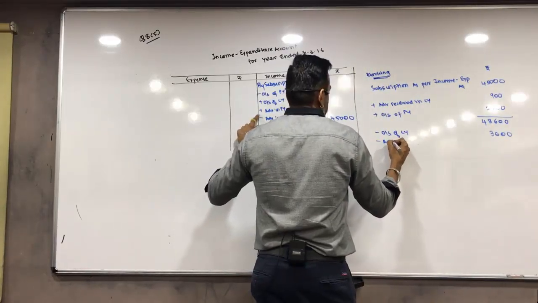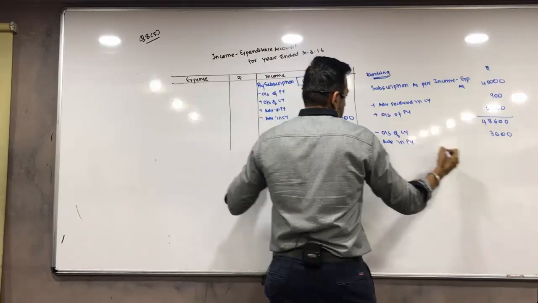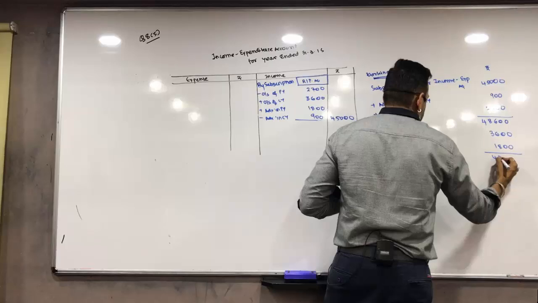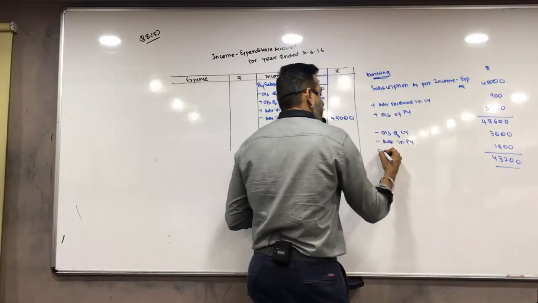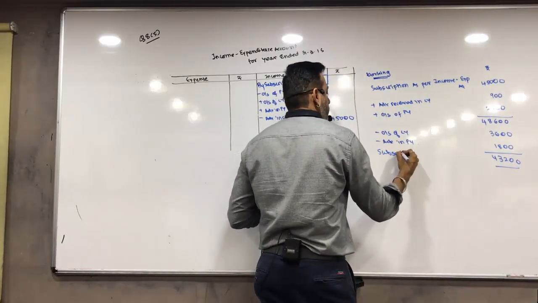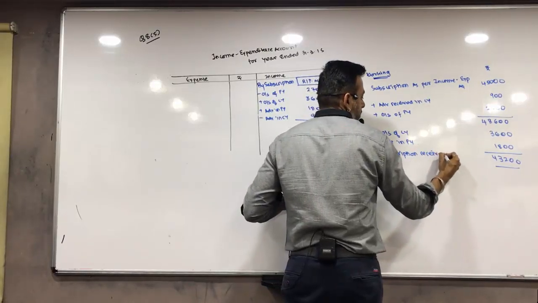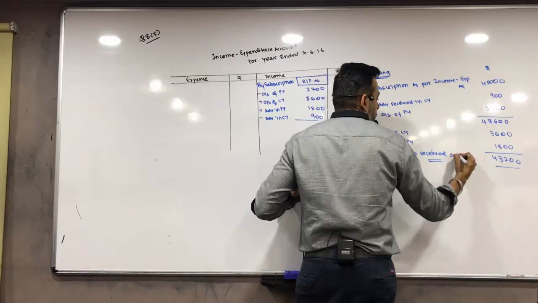advance in previous year, that is 1,800. 43,200. So this is subscription received during the year.